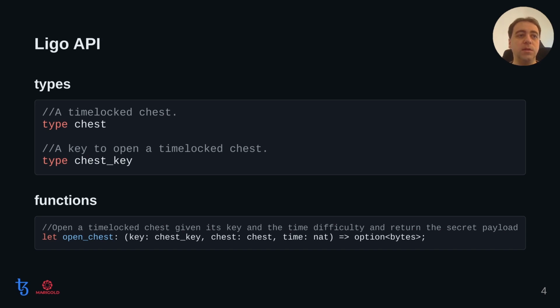You give a key, a chest, and a time that is a difficulty. And it returns you either bytes or nothing, depending on whether you succeed in opening the chest or not. We can put only bytes because it's generic types inside of a chest. So these are on-chain operations that you can use in your smart contract.